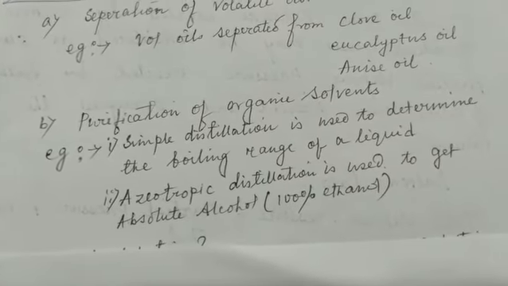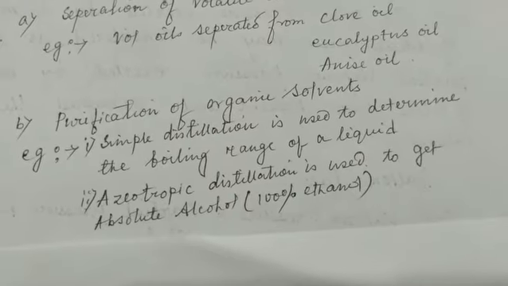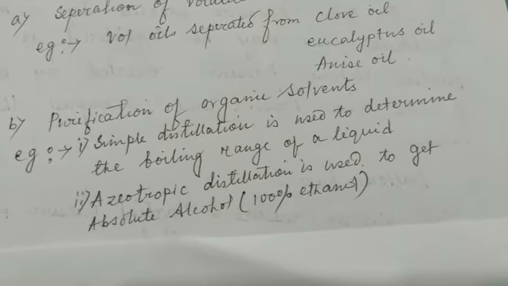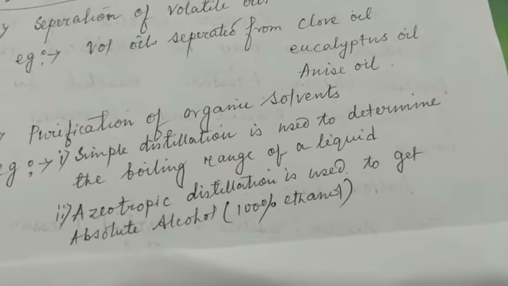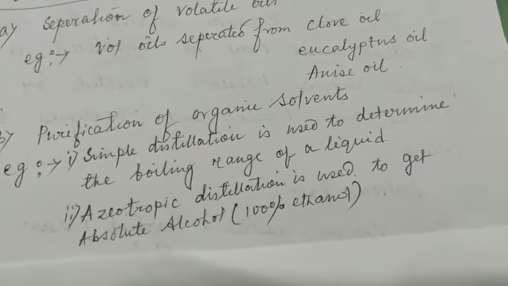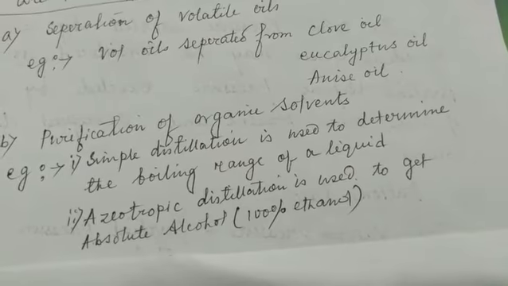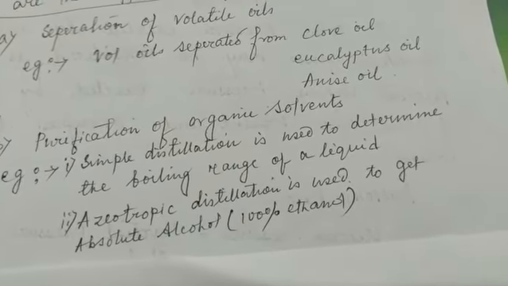Example, number one, simple distillation is used to determine the boiling range of a liquid. And number two, azeotropic distillation is used to get absolute alcohol, that is 100% ethanol. So azeotropic is actually the same boiling point. Okay, afterwards we will discuss this azeotropic.